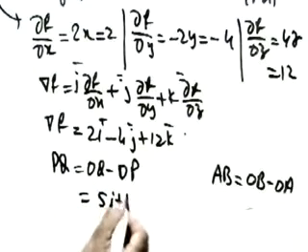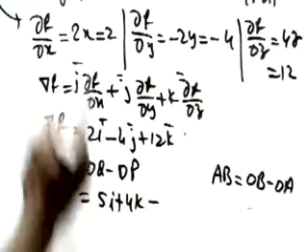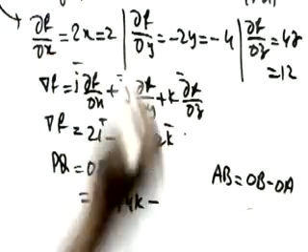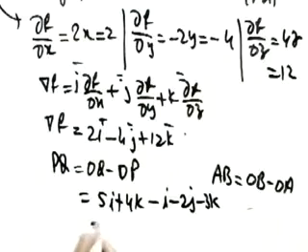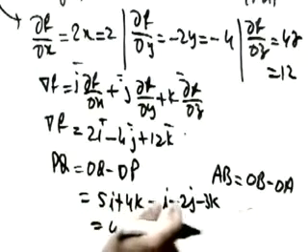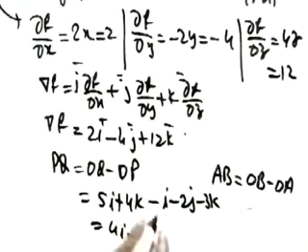The OQ value is given in the question: 5i plus 4k. Minus OP means multiply OP by minus, so this will be minus i minus 2j minus 3k. Now let's substitute: 5i minus i will be 4i, minus 2j, and 4k minus 3k will be plus k.